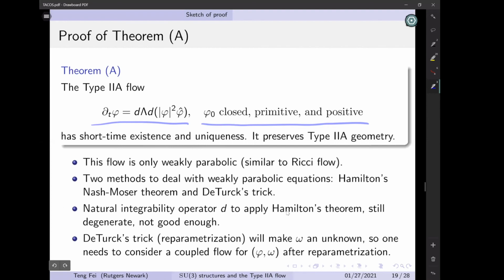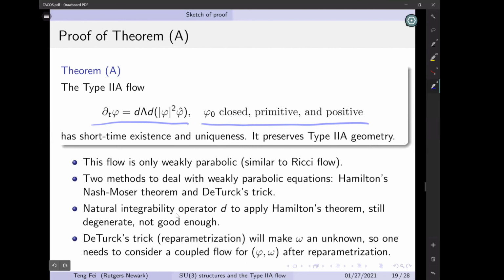And if we use this to apply Hamilton's theorem, then it kills some part of the kernel of the principal symbol of the right-hand side, but not all of it. We still get a degenerate equation. Which means if we just apply Hamilton's theorem, it's not good enough. This flow is more degenerate compared to the Ricci flow.